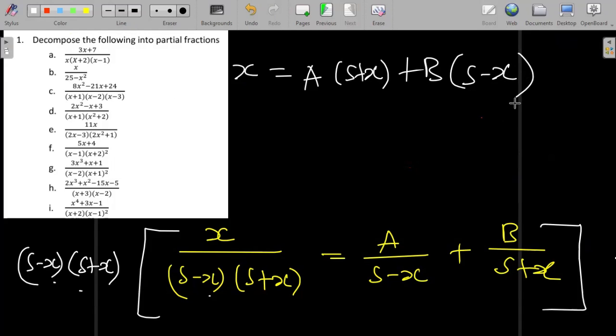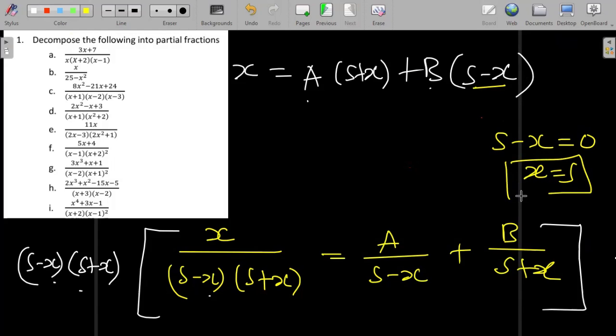Okay, so we can now solve this. We can solve it by expansion, or we can use elimination. Since we have a and b here, I can eliminate one of these and then solve for the other. I want to eliminate b, so I'm going to say whatever is in the bracket, 5 minus x is equal to 0. It will mean that x is equal to 5.